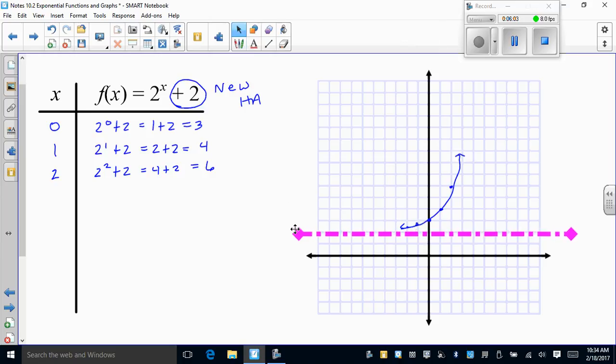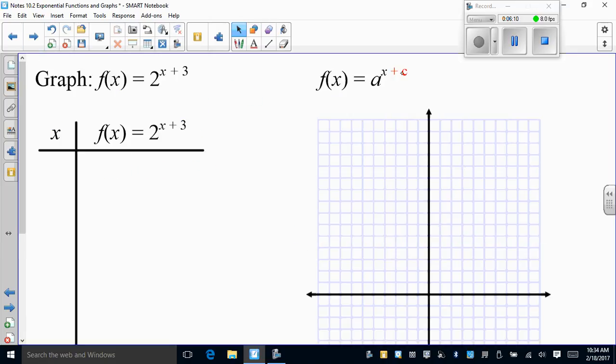Okay, now what about if I do group it up here? Now if I group it up here, this is your x minus h. So if I have x minus h, it's going to move it that way. If it's x plus h, it's going to move it that way. I have a plus h, so it's going to move it this way. There's no movement up and down, so this is the horizontal asymptote.